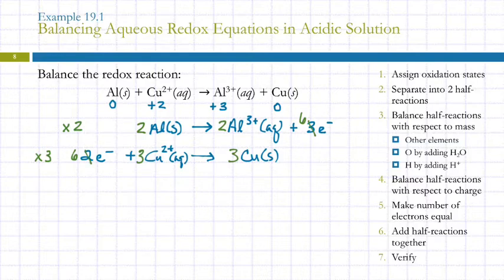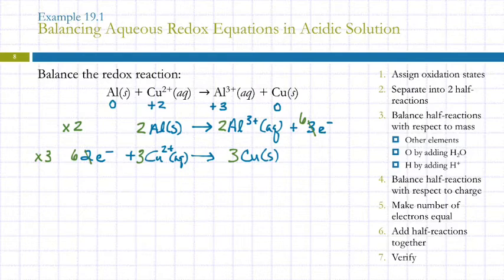The reason I want to get the number of electrons to be the same is that when I add this reaction to that reaction, I've got 6 electrons over here, I've got 6 electrons over there. The 6 electrons that are produced by the first half reaction get used up in the second half reaction. The electrons are transferred directly from one thing to another thing. You can't just have extra ones left over, and you can't pull extras in from somewhere else. That's why the number of electrons has to be equal.